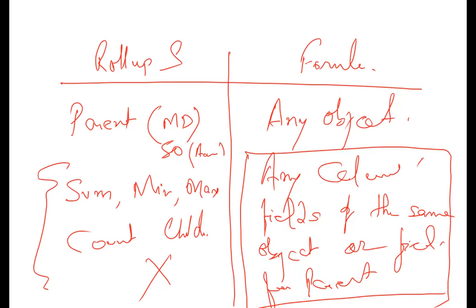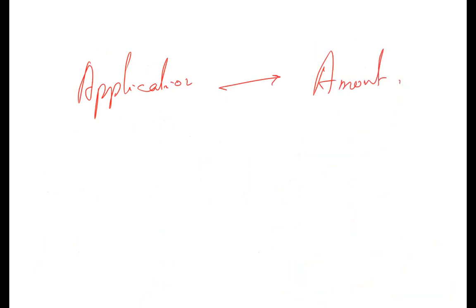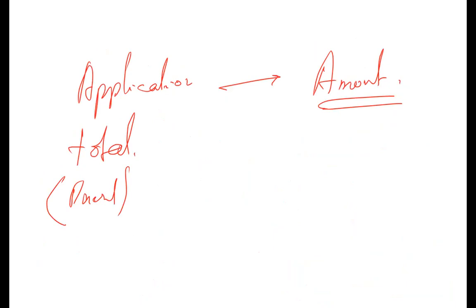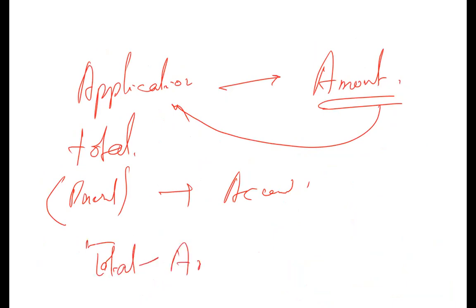So what are we trying to do in our case? What is the requirement we have? We have application object, where one of the fields is called amount. I want to calculate the difference between this amount and the total, right? Now total is there in which object? Total is there in the parent. And amount is in application object. Total is in account. My requirement is I want to show total minus amount, where? In application object. Right? Let's see how to do this.